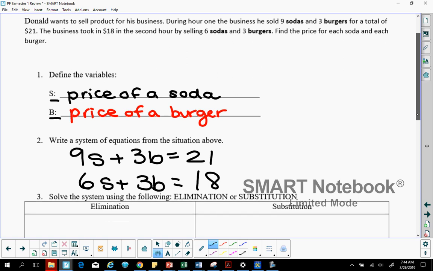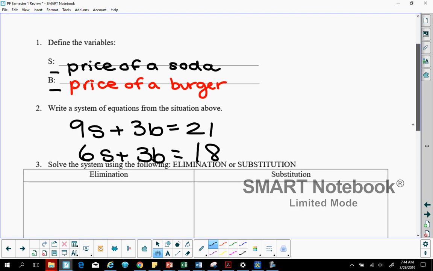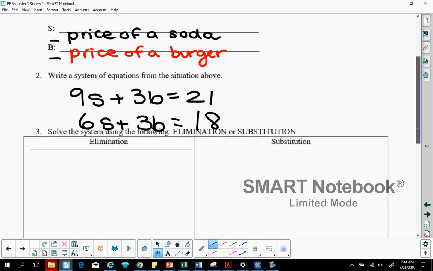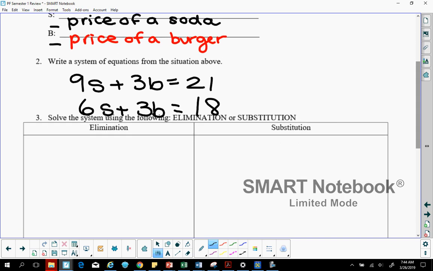Then on your test, you're going to have to use elimination or substitution. I'm going to use elimination. It's actually easier to me because I can see it's going to be pretty easy to get the same number, different sign, so that I can eliminate a variable. So first, what do you think is going to be easier to eliminate, the S's or the B's? The B's, right? It's already 3.